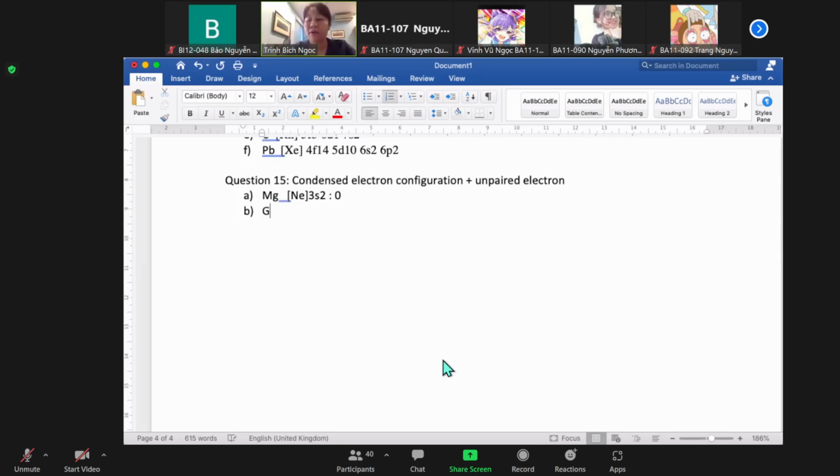Tiếp tục, germanium. Sorry for the pronunciation. I'm not very sure. So germanium. Germanium. It has 32 electrons. The nearest noble gas is argon.